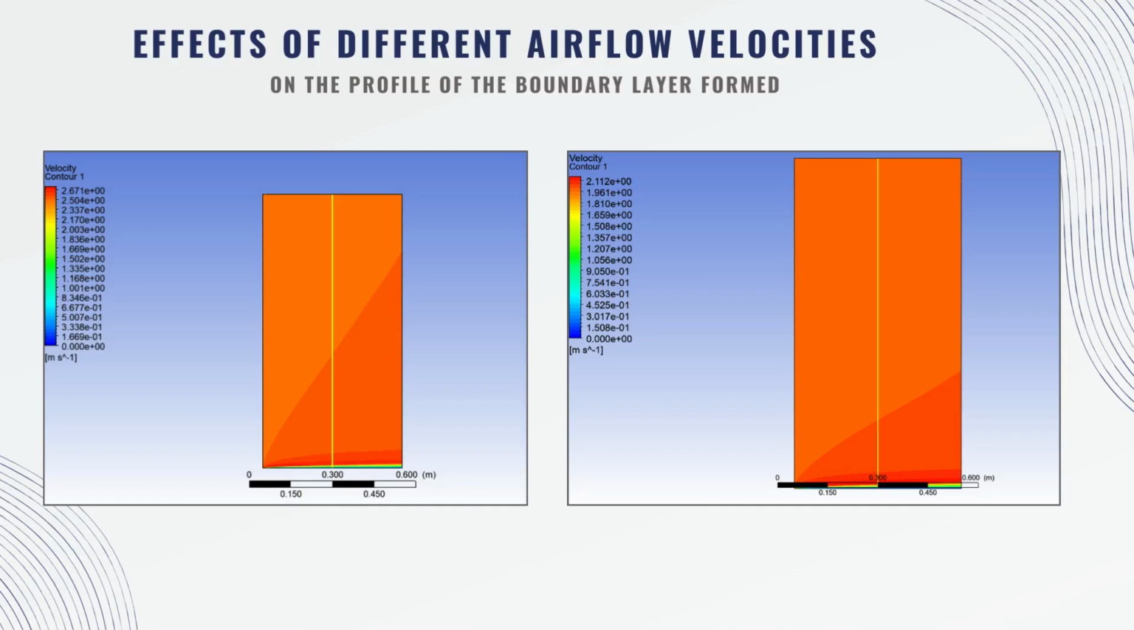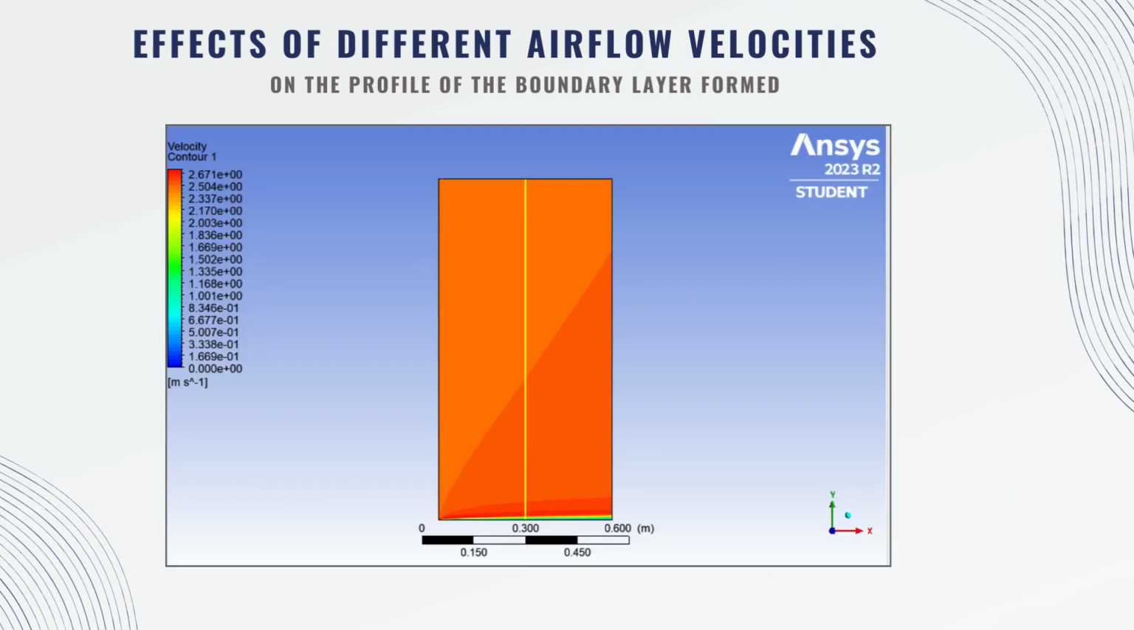This is the result. On the left hand side is for 2.5 meter per second, while on the right hand side is 2.0 meter per second. Velocity contours use a color scale to represent different velocity magnitudes. Based on the result, the orange or red color above the flat plate indicates higher velocity, while the blue or green color at the bottom represents lower velocities. Now we can see the orange color is the higher velocity in the profile.